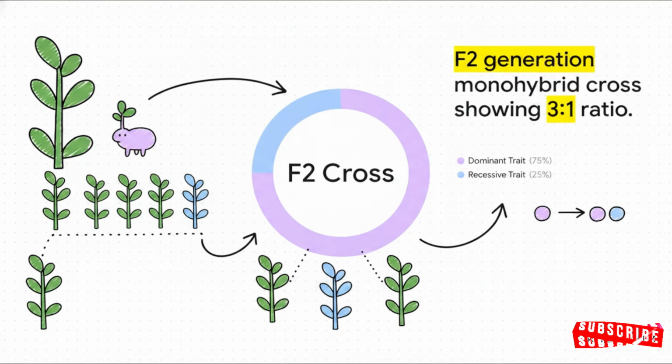Make sense? So, when Mendel crossed a pure tall plant with a pure dwarf plant, the entire first generation was tall. The dwarf trait just seemed to vanish. But, and here's where it gets really interesting, when he let those hybrids self-pollinate, the dwarf trait mysteriously reappeared in the next generation. Out of all the offspring, 75% show the dominant tall trait and 25% show the recessive dwarf trait, a perfect 3-to-1 ratio.